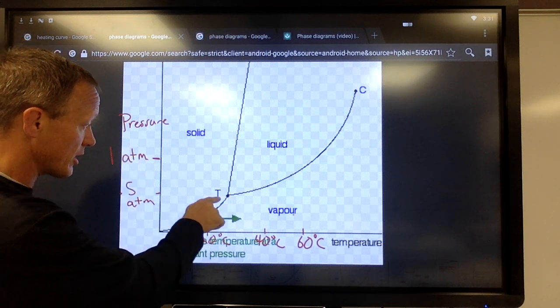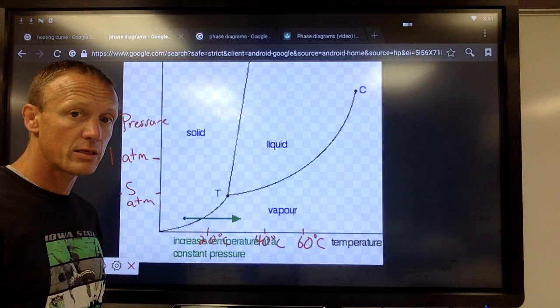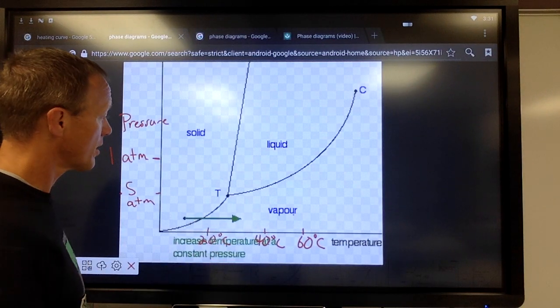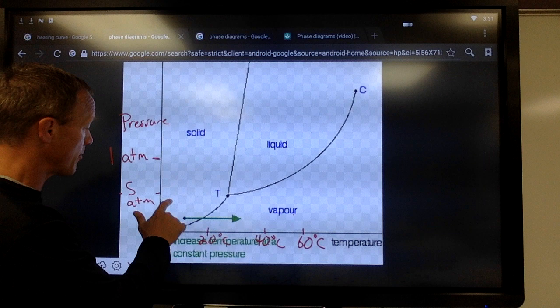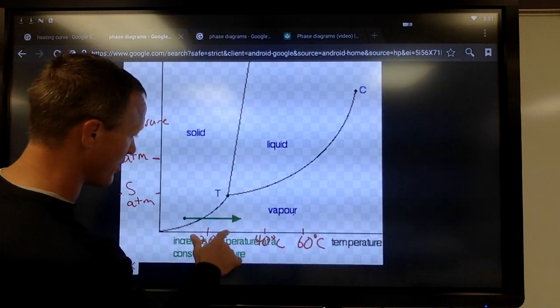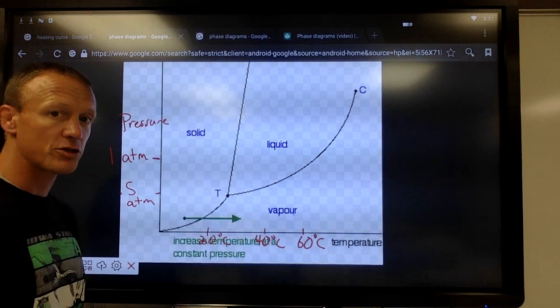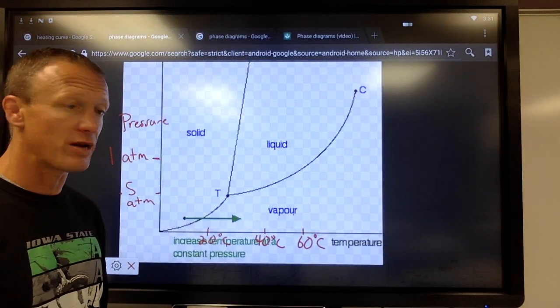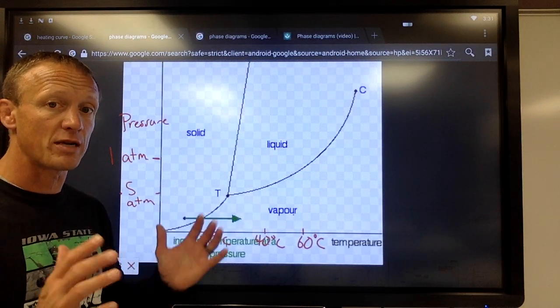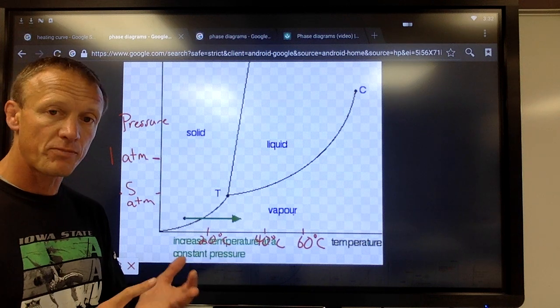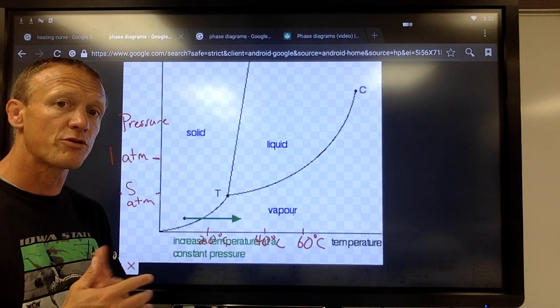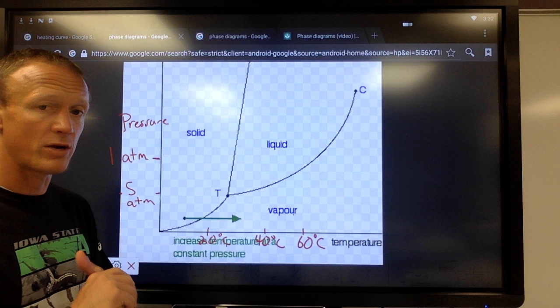One thing that's important, this point right here is called the triple point. The point in the middle is called the triple point. And that would be right there at that temperature and that pressure. So that's around probably 25 degrees Celsius and 0.5 atmospheres of pressure. This substance, whatever it is, would be a solid, liquid, gas all at the same time. Some molecules would be solid, some liquid, some gas. We'll do that with dry ice. We'll have all three states of matter going on at the same time.